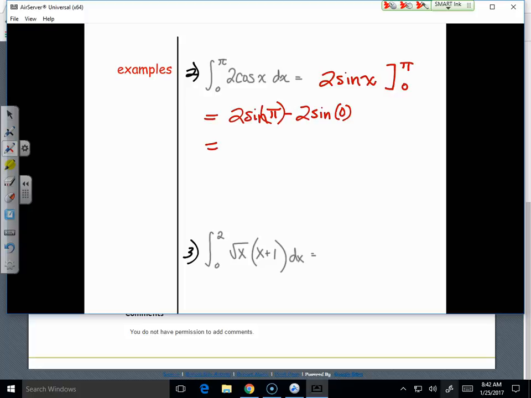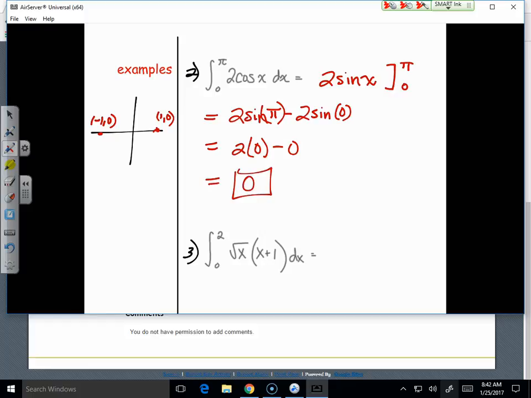Not us. Oh my goodness! I wasn't lying when I said you still have to know your unit circle. Question. What's the sine of 0? 0. What's the sine of pi? 0, because sine is the y. So we have 2 times 0 minus 0.